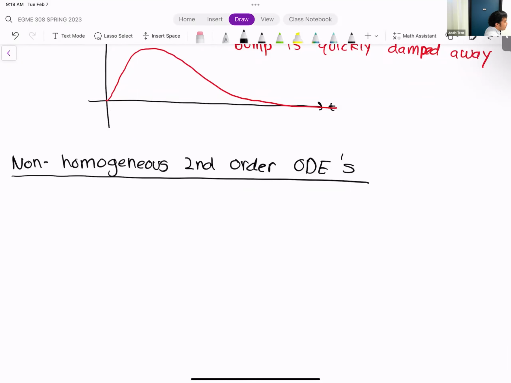So everything we've considered up to this point for all the second order ODEs has been homogeneous. What that basically means is that we have all our derivative terms, but the right-hand side of the equation has been 0. Okay. So now we're going to lift that assumption and start to look at cases when the right-hand side is not equal to 0.